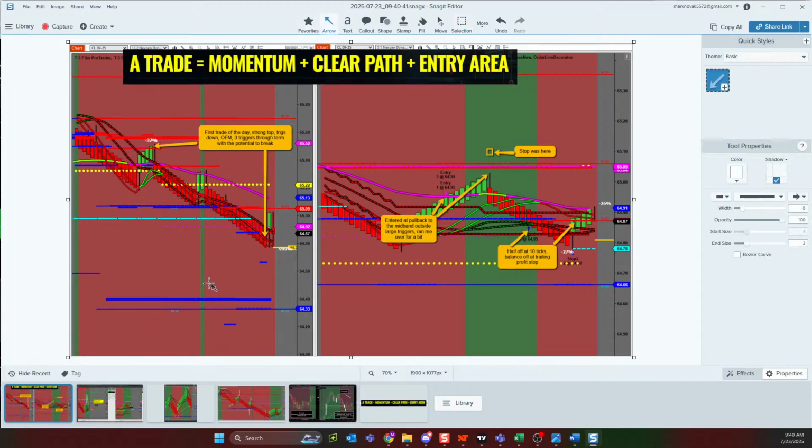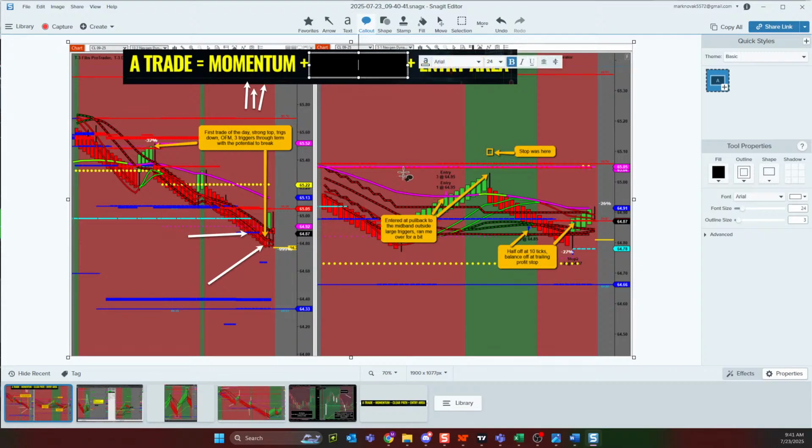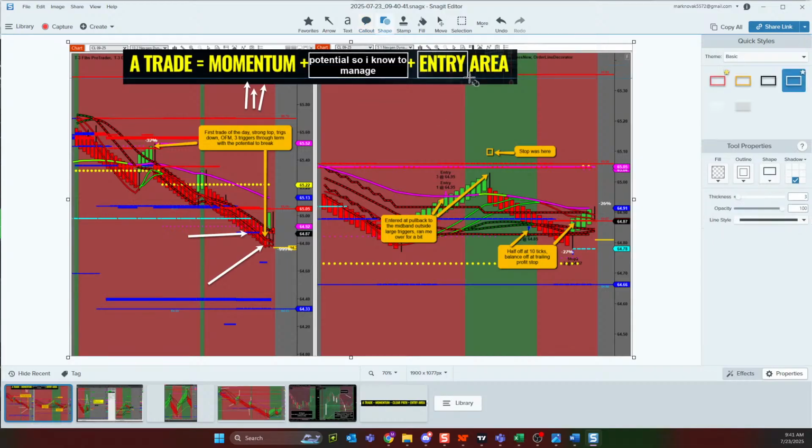So Pete has smalls below the large, and he says, check it out. I've got momentum. And Pete says, I've got 3 triggers through. I don't have a clear path. And what do we say with 3 triggers? We say it's only the potential, so I know to manage, right? I know to manage. And then Pete doesn't enter. He enters on the wrong side of the triggers. Pete doesn't even have an entry area.